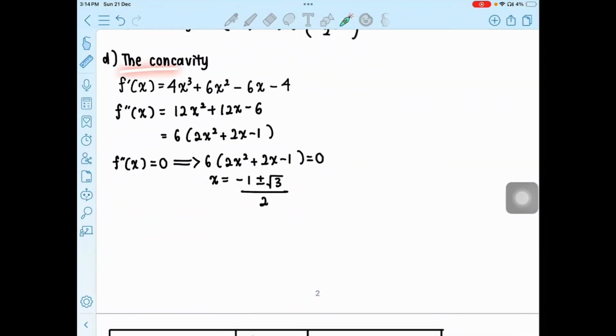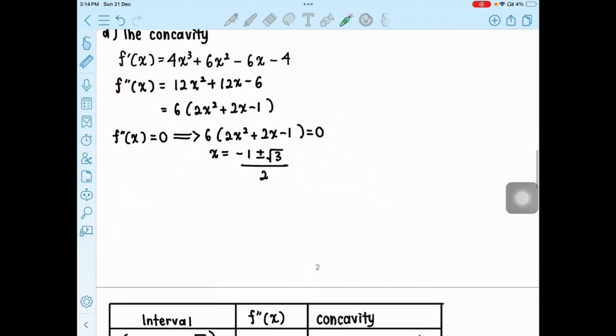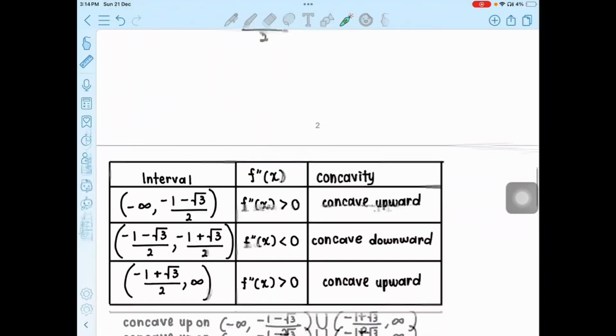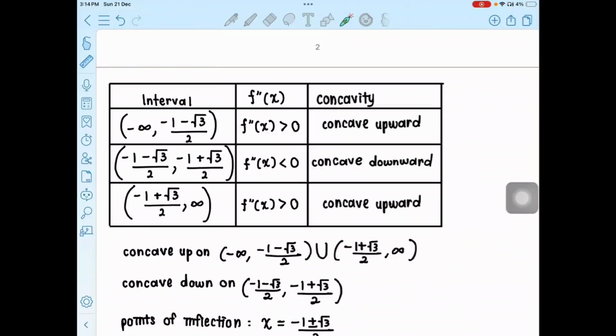Next, to find the concavity, the first thing that we have to do is to find the second derivative. So this is the value after we simplified it. Next, we have to set the function that we get equal to 0. So this is the value of x; we get two values. Next, we have to do the interval table. This is the table, the same as before, but we replace the first derivative with the second one, and here we put the concavity.